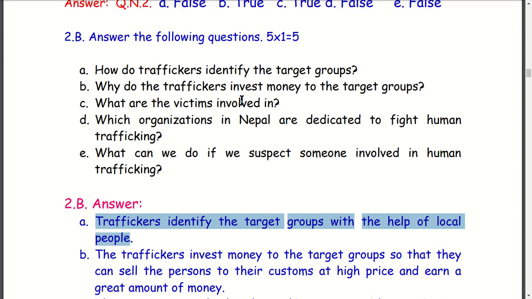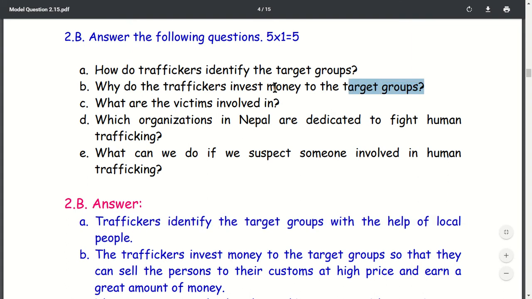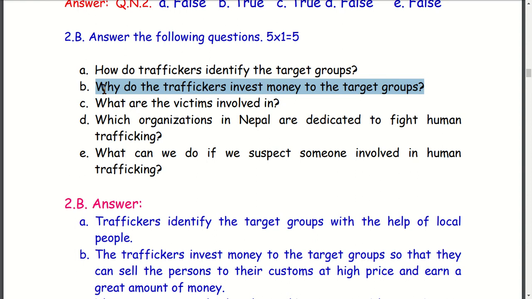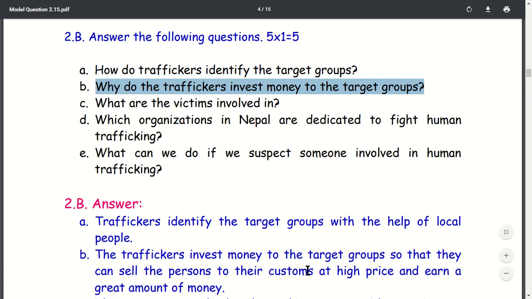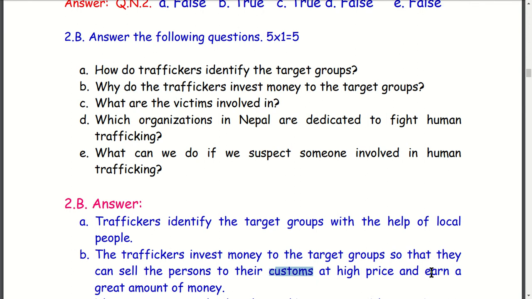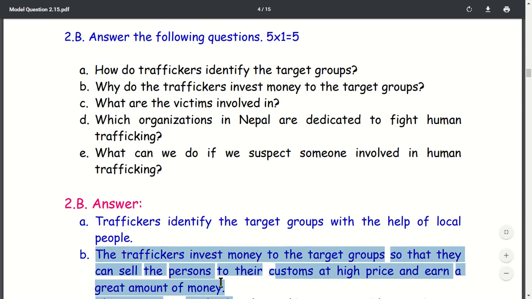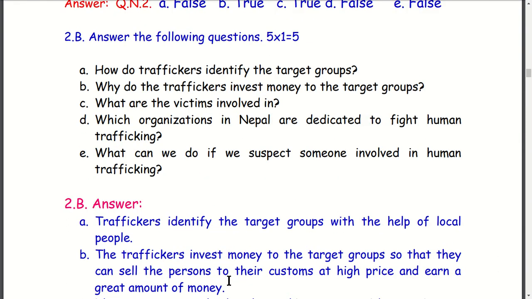Number B: why do the traffickers invest money in the target groups? Why do they invest money? The traffickers invest money in the target groups so that they can sell the person to their customers at a high price and earn a great amount of money. Yes, spelling mistake here, customers. So they spend money for earning a lot of money.